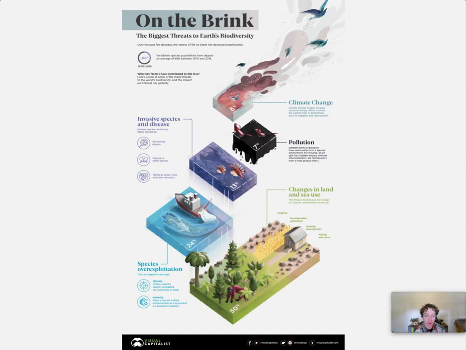And what's causing this global decline? Well, this graphic from the World Wildlife Federation, Living Planet Report 2020, illustrates the biggest threats to Earth's biodiversity and the impact each threat has had globally. The biggest drivers of biodiversity loss are climate change, pollution, invasive species and disease, species overexploitation, and changes in land and sea use, including housing development and unsustainable agriculture.